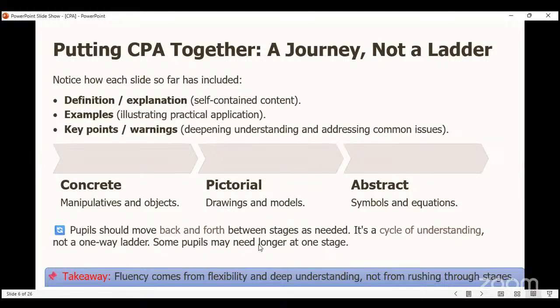Some pupils may need to stay longer at the concrete stage to be able to gain conceptual understanding. And some pupils may need to stay longer at the pictorial stage to gain conceptual understanding. Or some pupils may even do well at abstract. So they need to move back and forth in this. It's not just a one-way ladder. Fluency comes from flexibility and deep understanding, not just running through the stages.